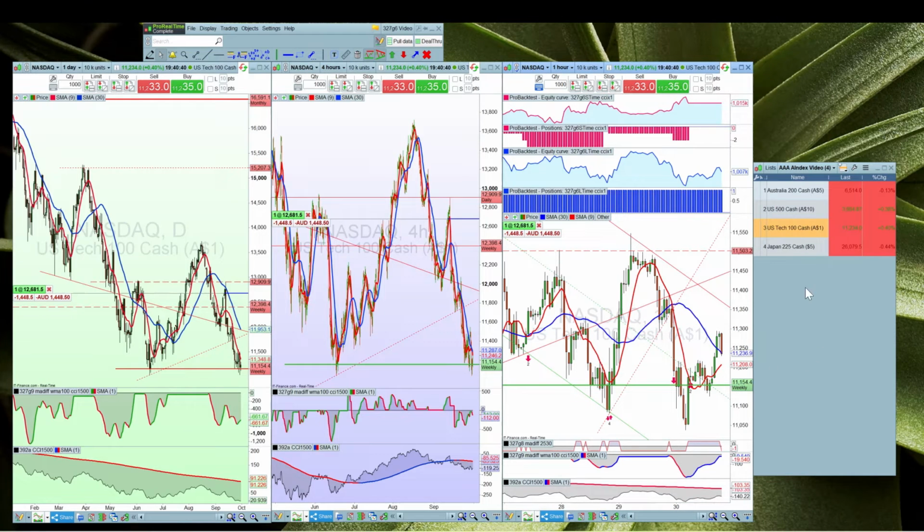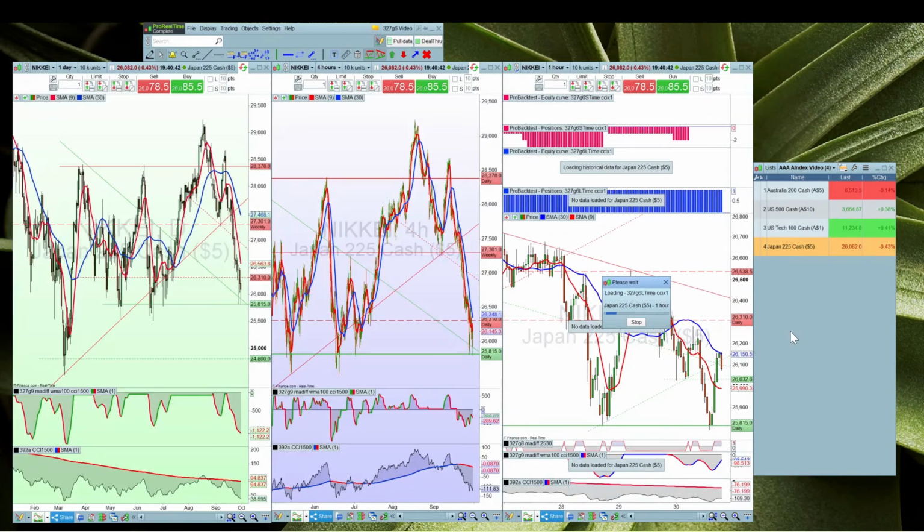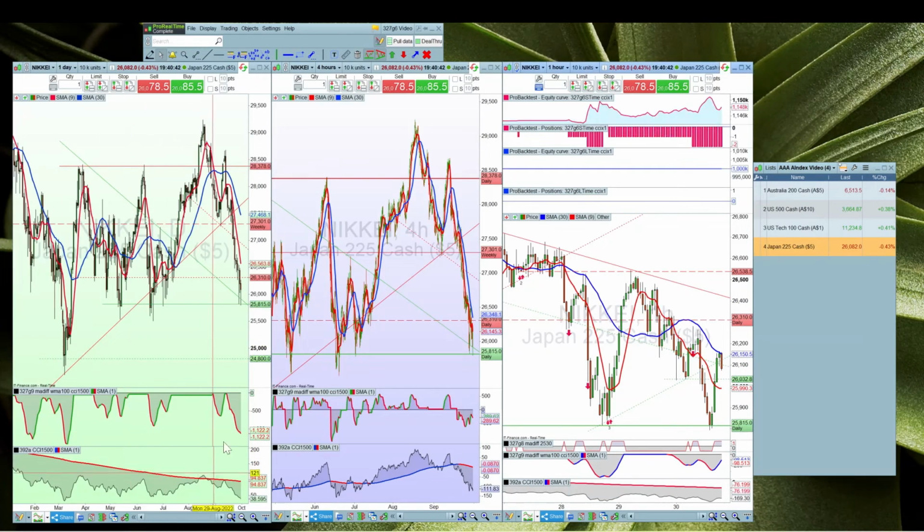And lastly, we'll look at the Japanese Nikkei. This too is in a short position on a daily, and it just turned short again also on the 4-hourly, and it's in a short position here on the hourly. This position is still open, two contracts entered, and it's about flat in terms of our profitability.